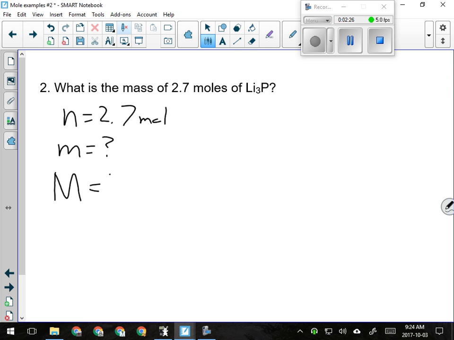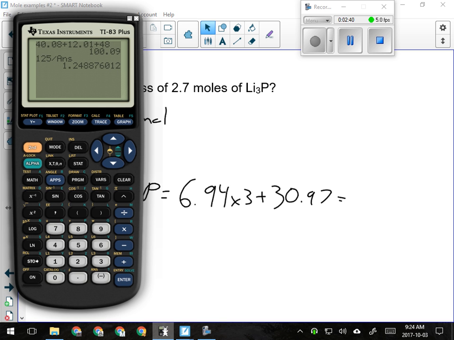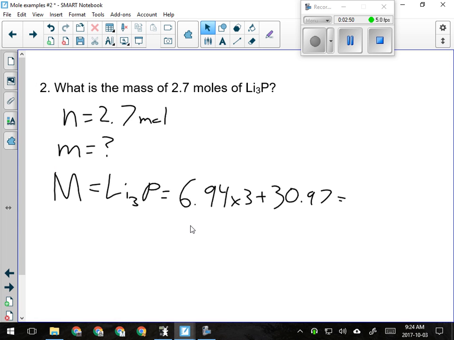So we're dealing with lithium phosphide. So lithium is 6.94, and there are 3 of them. And then we've got phosphorus, which is 30.97, and there's only 1 of that. So we'll have our 6.94 times 3 plus 30.97, giving us a molar mass of 51.79 grams per mole. So I've got n and I've got big M.